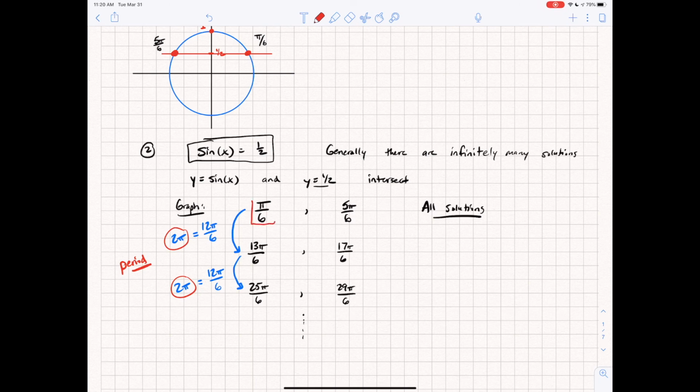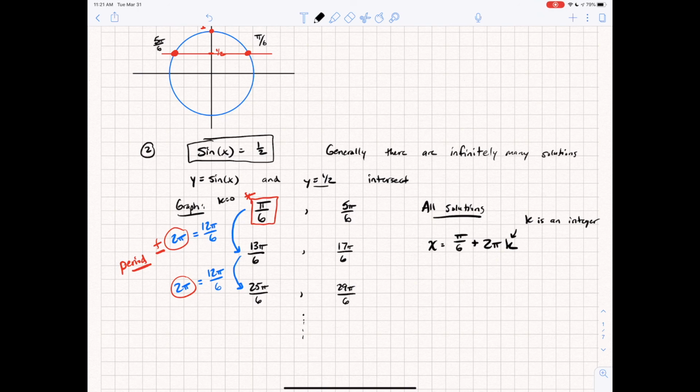So if I have an answer at pi over 6, that means I'm going to have an answer at every single coterminal angle associated with pi over 6. Well, how do I find coterminals? By adding 2 pi or subtracting 2 pi from this initial solution. So one expression would be x is equal to pi over 6 plus multiples of 2 pi, and that's what this k is counting. k is an integer.